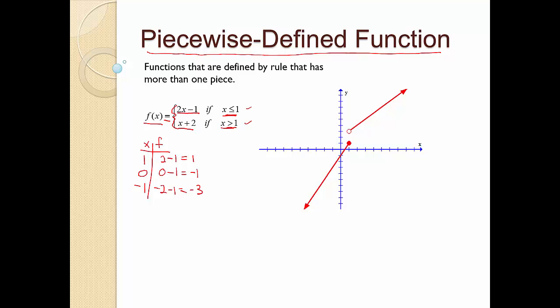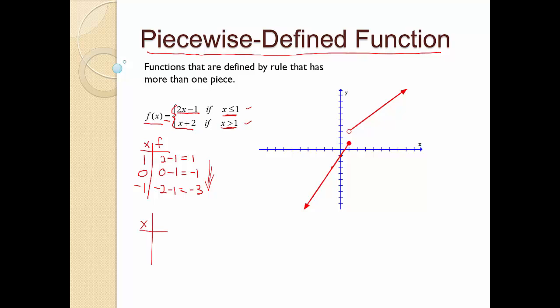Okay, so if you're at less than or equal to 1, here's your x equals 1, f equals 1, that's this point, right? x equals 0, f equals minus 1, that's this point right here. x equals minus 1, f equals minus 3, that's this guy here, right? So you see these 3 points here, all right? These 3 points are on that line, and it goes down.